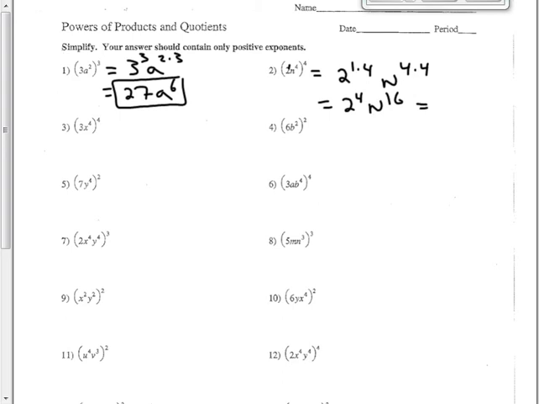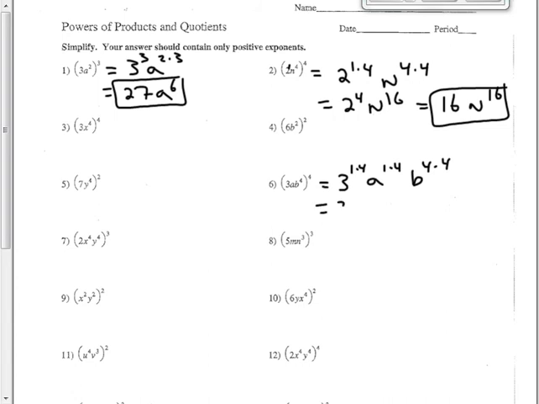Again, you can write that out. 2 to the 4th, 2 times 2 is 4, times 2 is 8, times 2 is 16. So I get 16 n to the 16th if you actually multiply it out. So same thing happens here on number 6. So I get 3 to the 1 times 4, a to the 1 times 4, and b to the 4 times 4. So 3 to the 1 times 4 is 3 to the 4th, and then a to the 4th and b to the 16th.